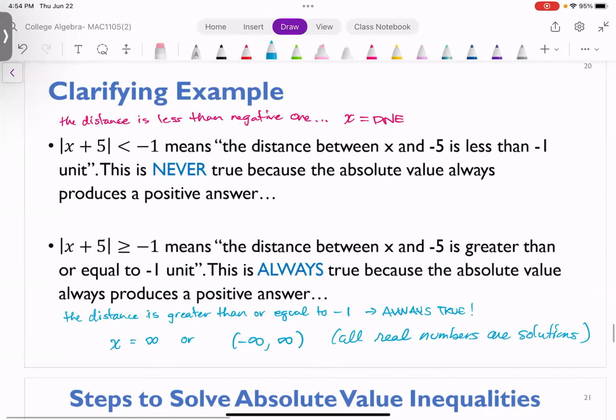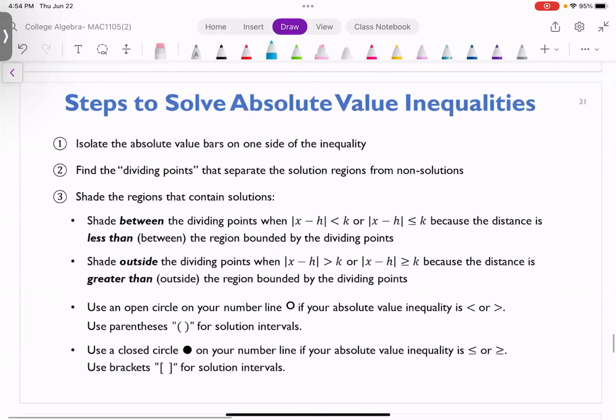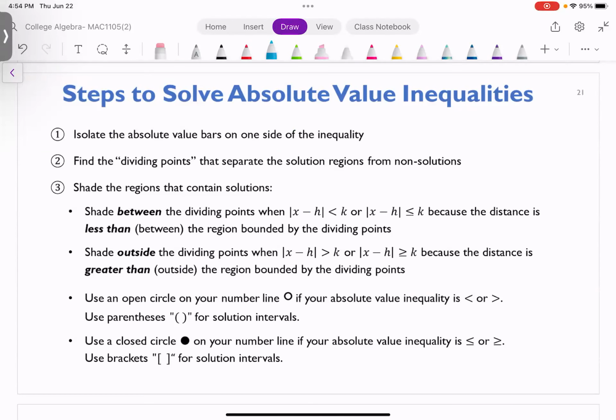So here's how we approach solving absolute value inequalities. We are going to make sure that we have isolated the absolute value bars on one side of the inequality symbol, and everything else is on the other side, and it's simplified. Then I'm going to solve an equation to identify the dividing points that break up our number line into solutions or non-solutions. And I'm going to shade the region that contains those solutions.